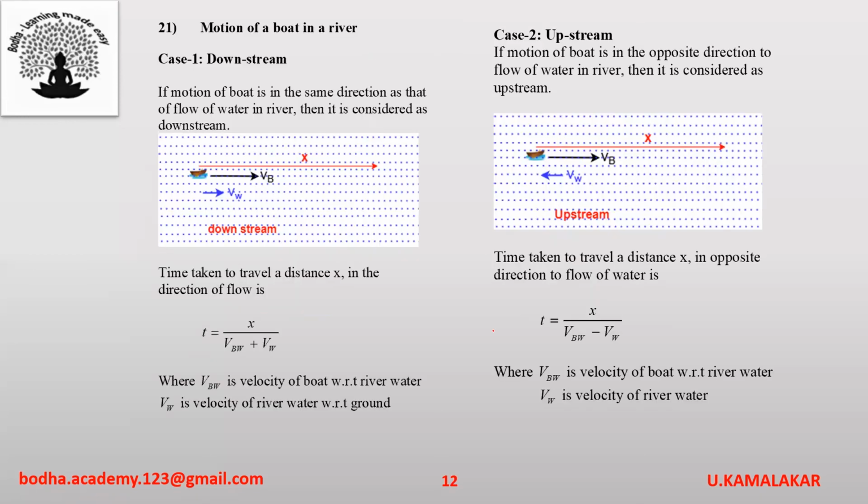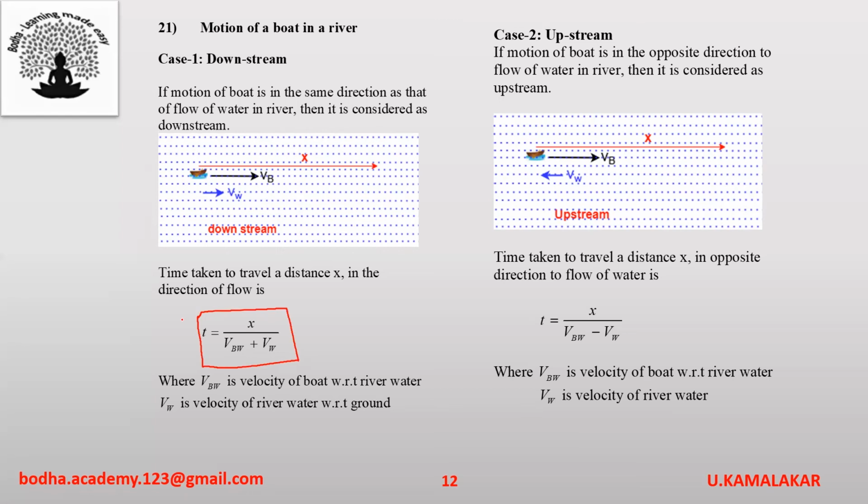Next topic, motion of a boat in a river. Case 1. If motion of boat is in same direction as that of flow of water, then it is considered as downstream. Time taken to travel a distance x in the direction of flow is given as t equals x by velocity of boat with respect to water plus velocity of water.